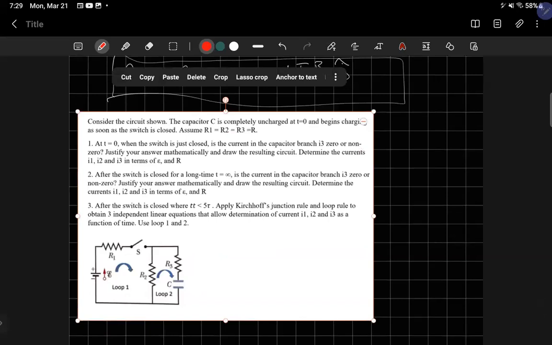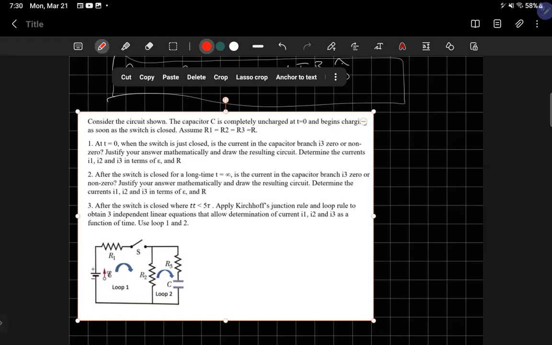Consider the circuit shown. The capacitor C is completely uncharged at t equals 0 and begins charging as soon as the switch is closed. Assume R1 is equivalent to R2, R3, and R. The first part asks, at time equals 0 when the switch is just closed, is the current in the capacitor branch I3 0 or non-zero? Justify your answer mathematically and draw the resulting circuit. Determine the currents I1, I2, I3 in terms of epsilon and R.